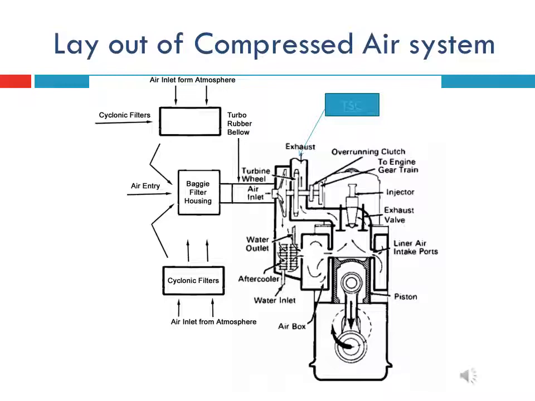Before coming to the air boxes, the compressed air is cooled by the aftercooler, and further from the air boxes, the pressurized air enters the cylinder liner through the air port, where air helps in combustion of fuel oil.